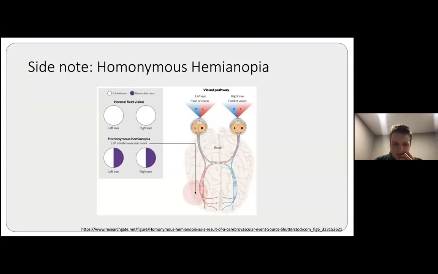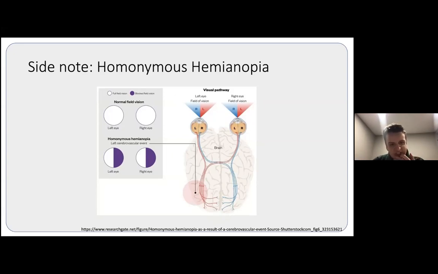So here's a little diagram just to explain it in more detail. So the way it works is your right field of vision bounces off the opposite side of your eye, crosses over at the optic chiasm, and then your field of vision, so the left from both sides of your eye will go to one side, and the right side of your vision from both eyes will go to the other.